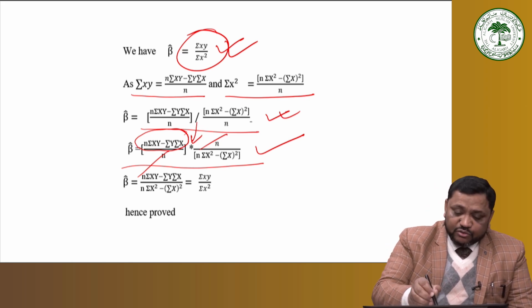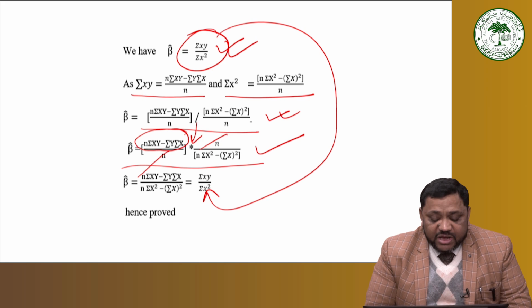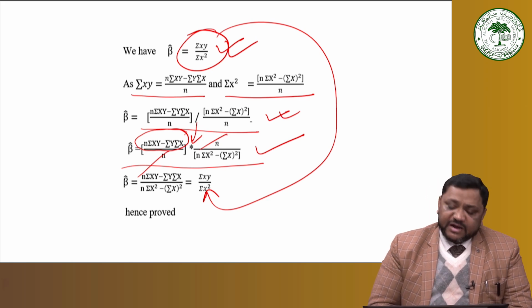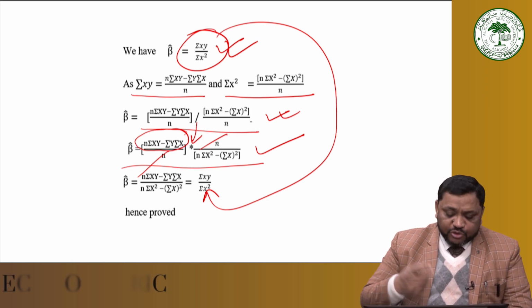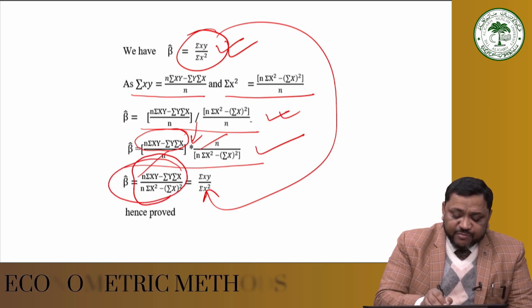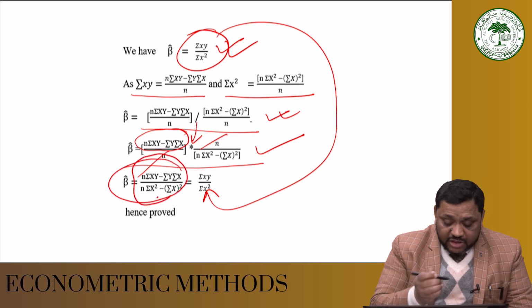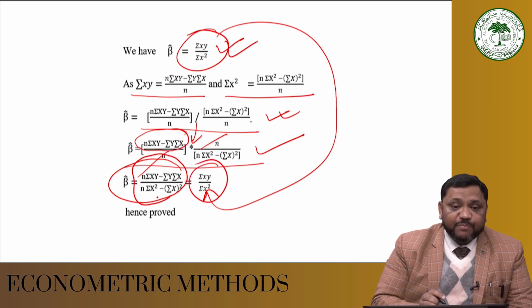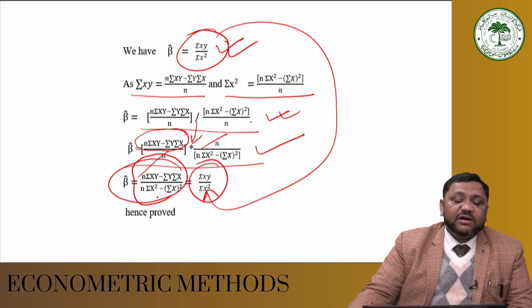This is equal to what we started from, summation small xy divided by summation small x square. So we have proved that the formula we derived with the help of the normal equations, and the formula we derived with the help of the deviation method, are the same.